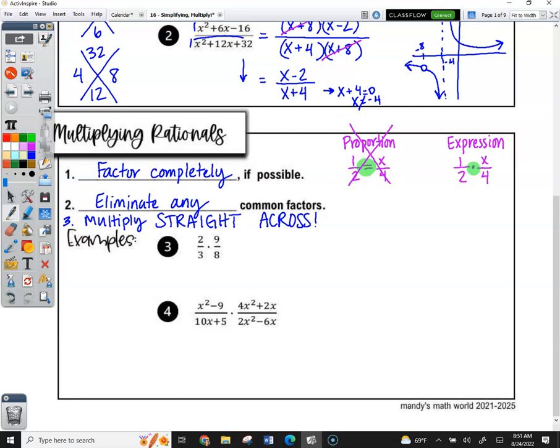You can't factor anything here, but you can look at common factors. Like this 2 on top will divide into the 8 how many times? 4 times. The 3 on the bottom will divide into the 9 how many times? 3. And there's your answer. That was too easy. Let's go to more challenging.